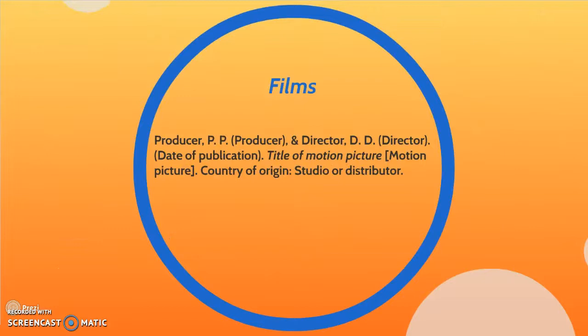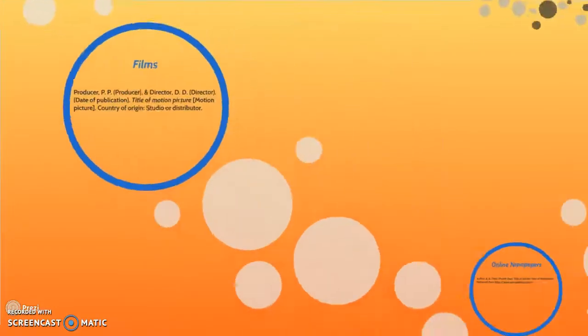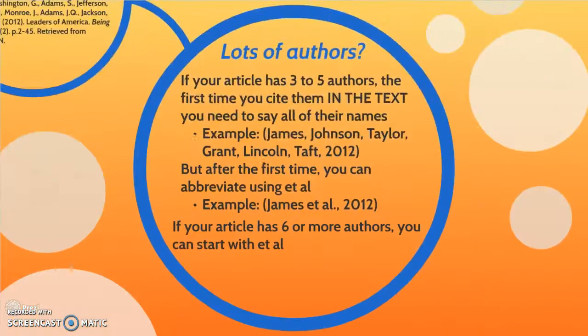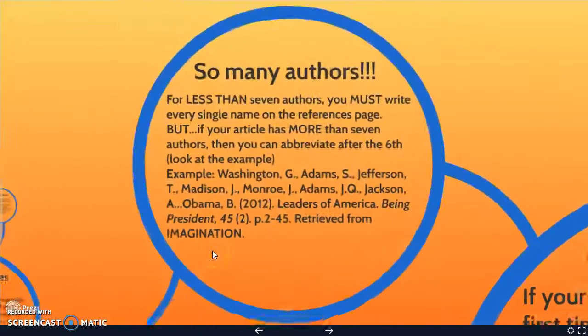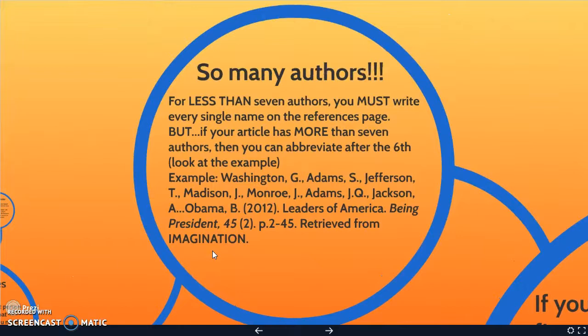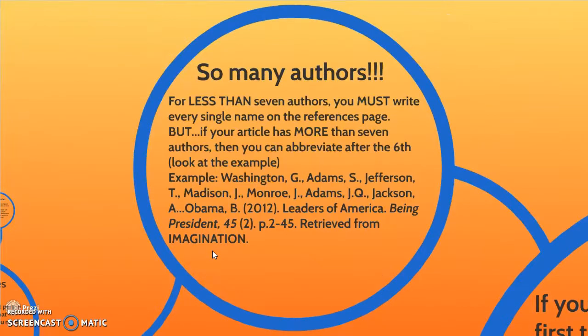If you are using a film, a documentary, or something along those lines, here's your example. If you have an article that has lots of authors, a lot of your medical articles have a ton of people working on them, here's an example. If you have 3 to 5, do it this way. If there are 6 or more, it's that bottom point down there. If you have an article with a lot of authors, we're talking about 7 or more, here's how you fix that.